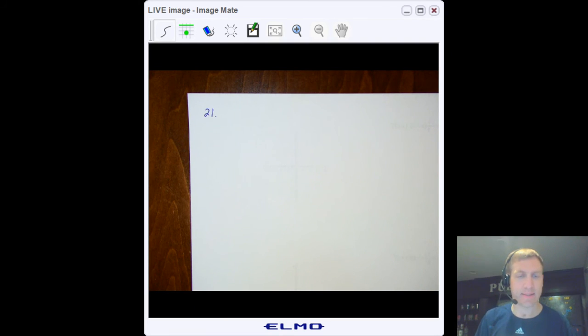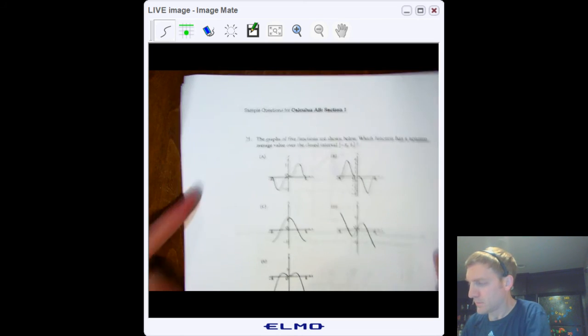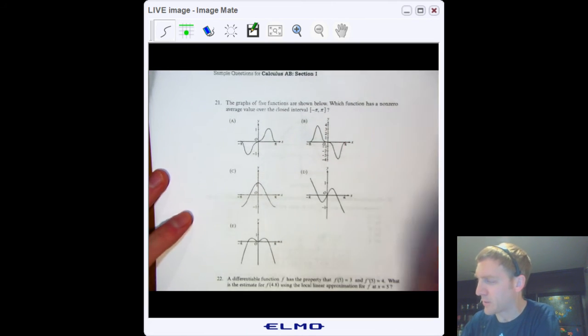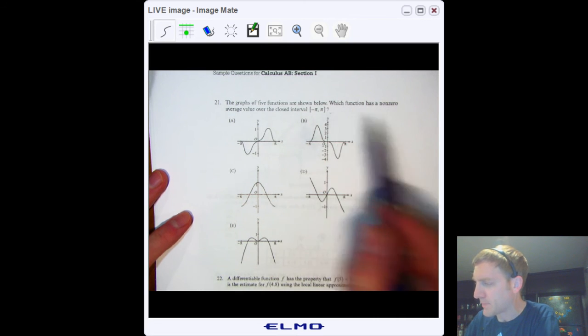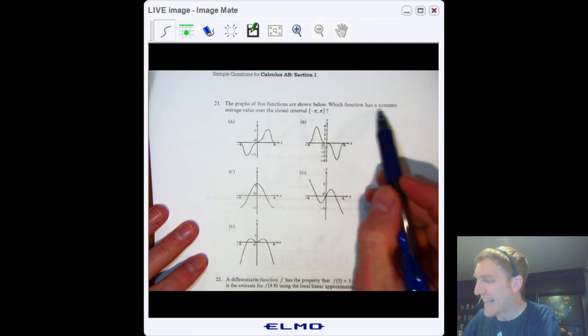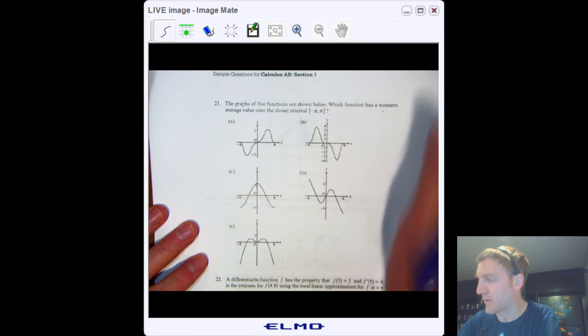This is kind of an interesting problem. Once you understand what it's asking, it's actually not that difficult. It gives you 5 graphs. Which of the 5 has a non-zero average value over the interval negative pi to pi?